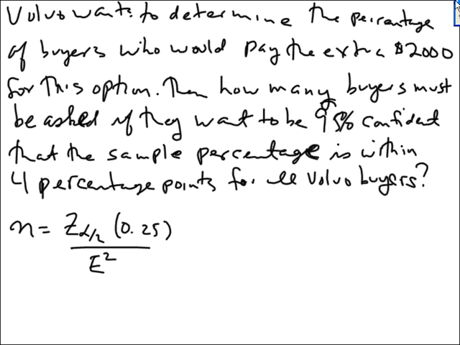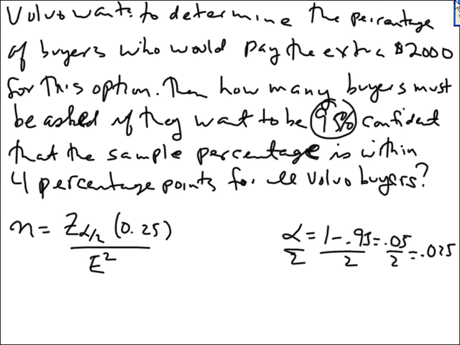Well, the confidence level is 95%. Alpha is 1 minus the confidence level, which is 0.05. So alpha over 2 is 0.025. And 0.025 comes up with a z-score of 1.96. But I'm going to check that out for one moment, please. Okay, so 1.96.